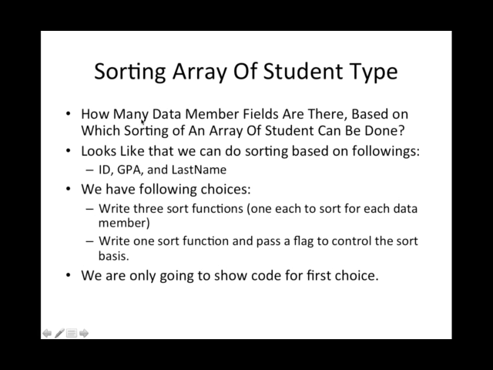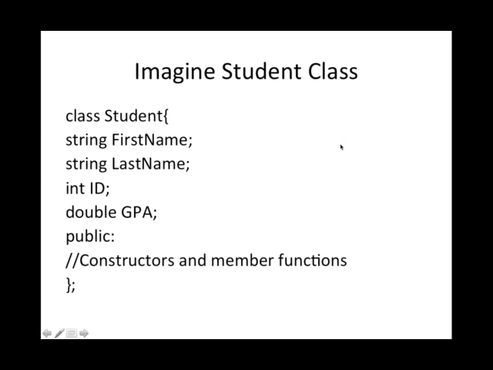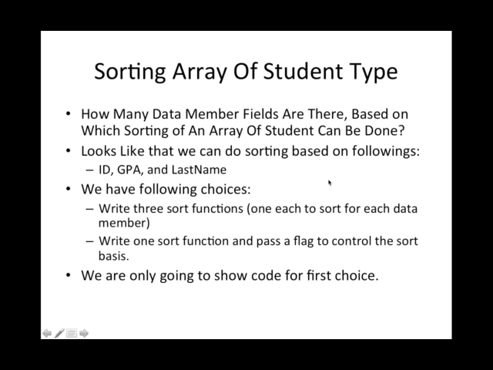Then the question we want to ask is, how many data member fields are there based on which sorting of an array of student can be done? Go back and see that we have 4 data members, but generally sorting is not done based on first name, but it can be done on last name. So sorting can be done based on last name, ID, and GPA.